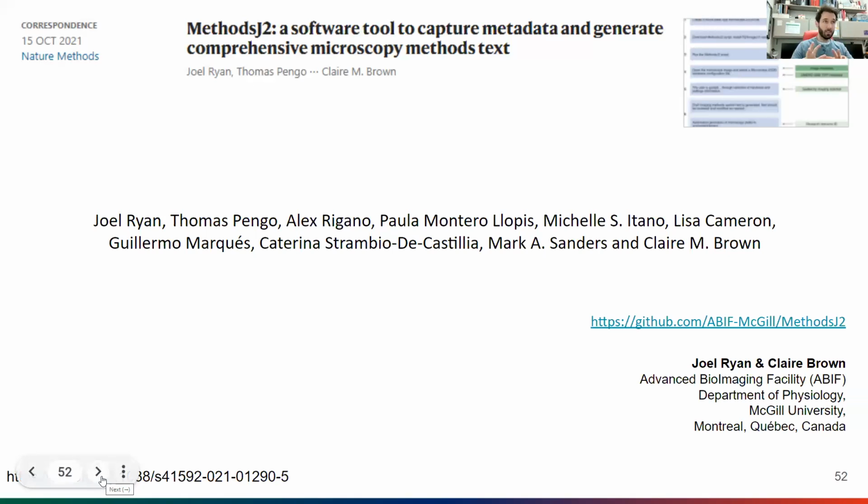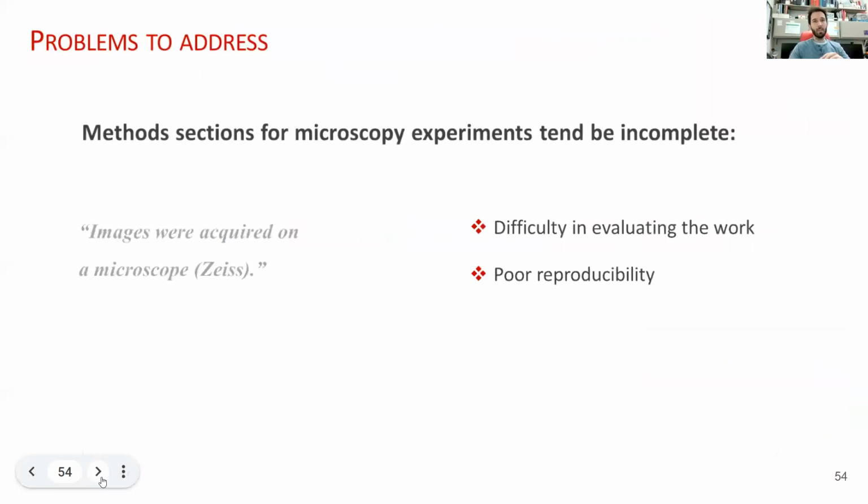It essentially relies on the work that Caterina just presented, so Micro-Meta App, and we're trying to do this such that it follows the guidelines that were established in Paula's work, the guidelines to report microscopy methods. So if we can go to the next slide, please.